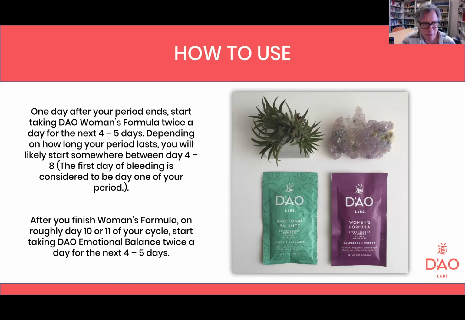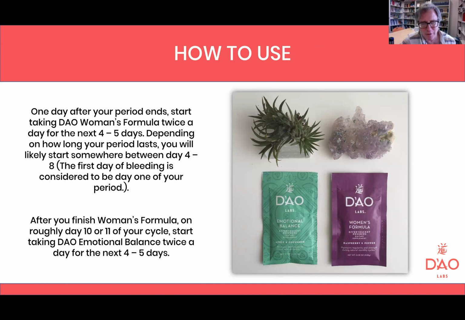The way we usually say to use it is start with women's formula. So once your cycle is done, usually wait a day or so to make sure it's completely done. And then for the next 4 or 5 days, take women's formula. I recommend doing it twice a day. And this is going to really be helping you kind of prepare for the rest of the cycle, building up that uterine lining. Depending on how long your period lasts, you might be starting as early as sort of like the 4th day of your cycle.